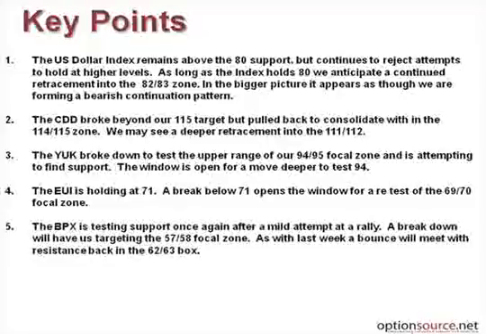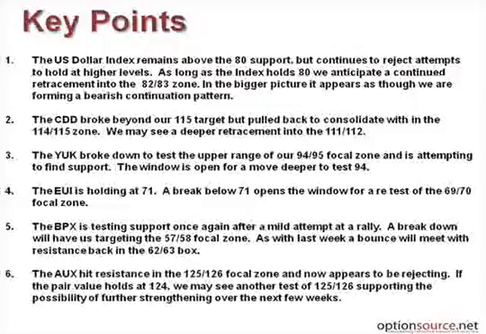The BPX is testing support once again after a mild attempt at a rally. A breakdown will have us targeting the 57-58 focal zone. As with last week, a bounce will meet with resistance back in the 62-63 box. The AUX hit resistance in the 125-126 focal zone once again and now appears to be rejecting. If the pair value holds at 124, we may see another test of this 125-126 level, supporting the possibility of further strengthening over the next few weeks.